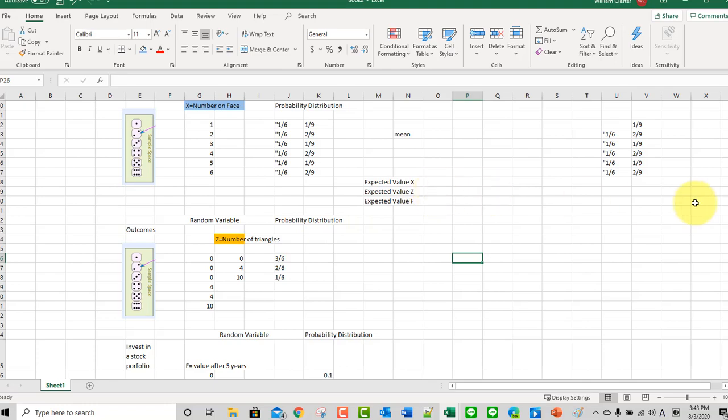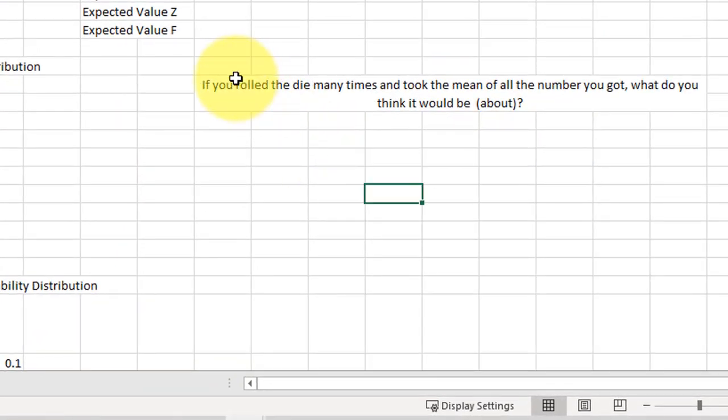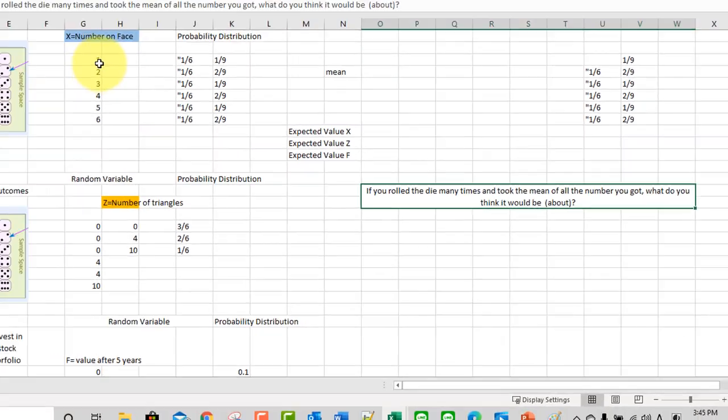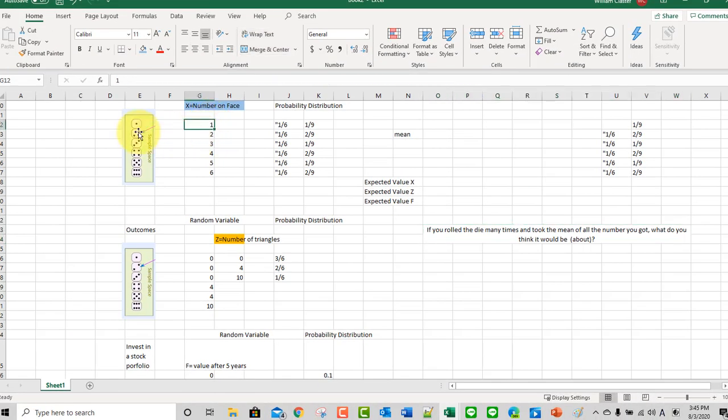So the idea is here. If you rolled the die many times and took the mean of all the numbers that you got, what do you think it would be, the mean, approximately? What do you think it would be approximately? So let's say we rolled the die. This is our die, and we are going to think about the number on the face.